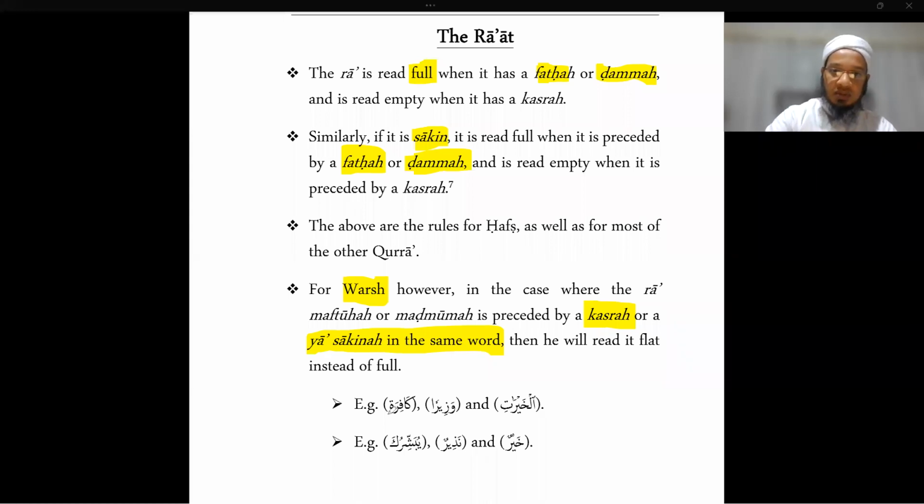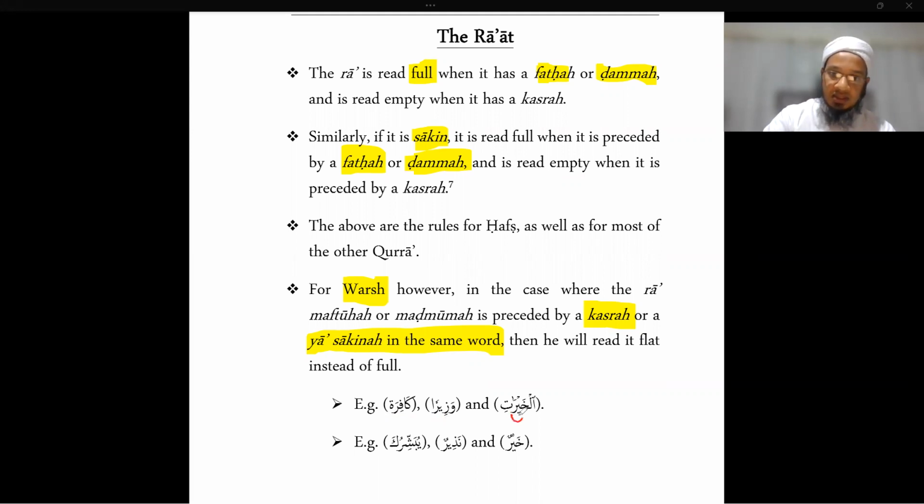So you have an example in the word kafirah. What we're looking at over here is the Ra that has a Fatha, and before that is a Kasra. So you have a Kasra, then a Ra with a Fatha. So you have kafirah instead of kafirah. We have wazira. Here, the Ra has a Fatha. It is preceded by a Ya Sakina, which is a letter of mad. So we have wazira instead of wazira.